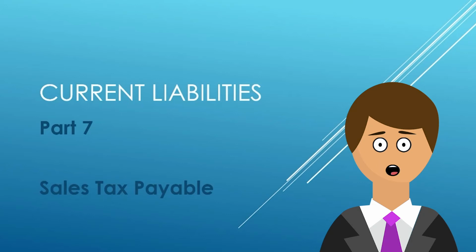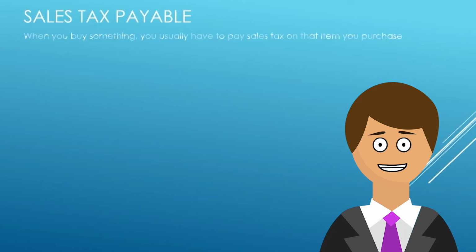For part 7 of our current liabilities overview, we're going to focus on sales tax payable. Now, sales tax payable: when you're buying something, you usually have to pay sales tax on that item that you purchase. Well, it's going to be the vendor's responsibility, usually, to collect that sales tax from you, hold on to that, and eventually give that to the government.